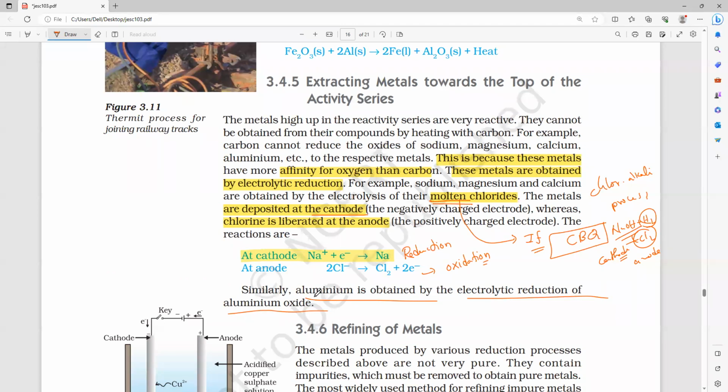Aluminum is also obtained by the electrolytic reduction of aluminum oxide. Of course, we'll study that now, because this is what they will ask in the exam. They will ask you to write the cathode and anode reactions of aluminum. So in this paragraph, there is a word which many people don't know the meaning of. Can you find the word? Anybody, quickly? Many of you don't know the meaning of that word.